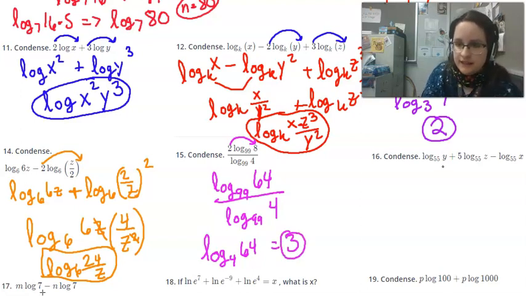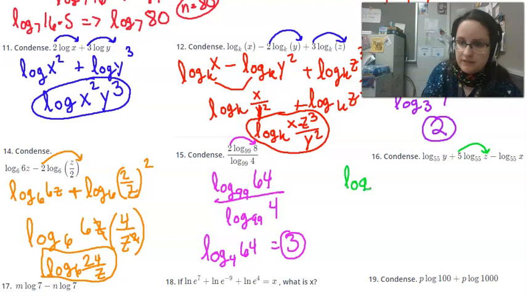Condense log 5 of 5y plus 5 log 5 of 5z minus log 5 of x. So we can use the power rule, and then divide this one out. So the first step again is always going to be the power rule for these condensing problems.